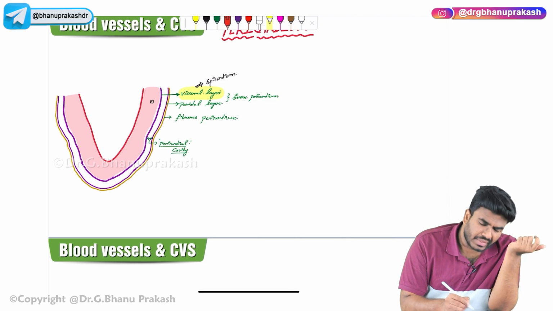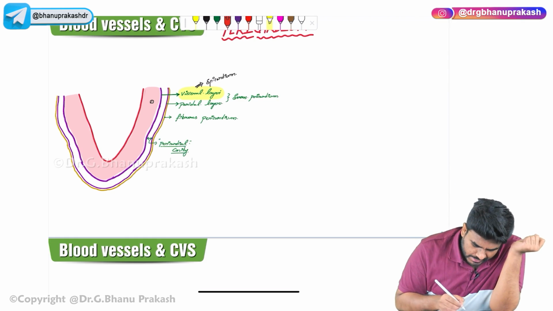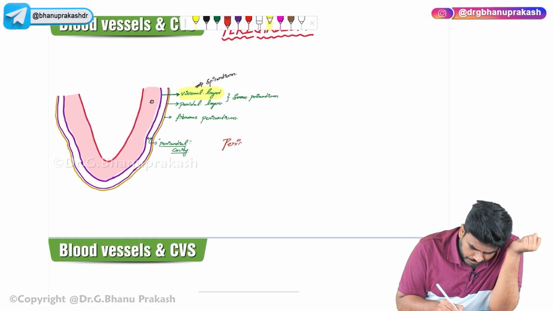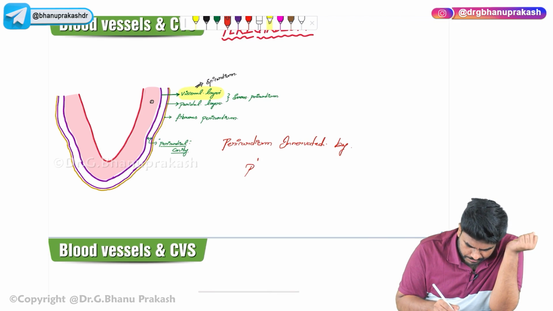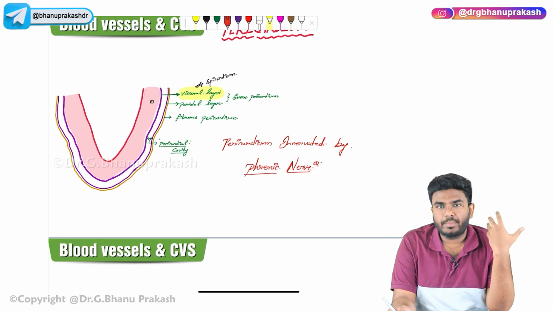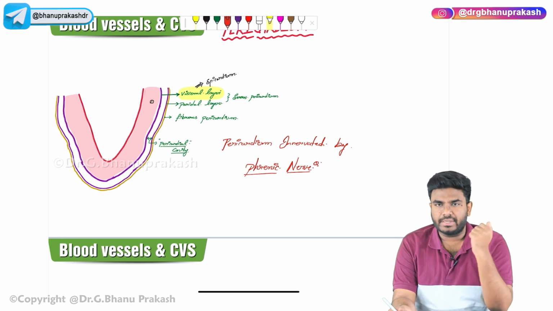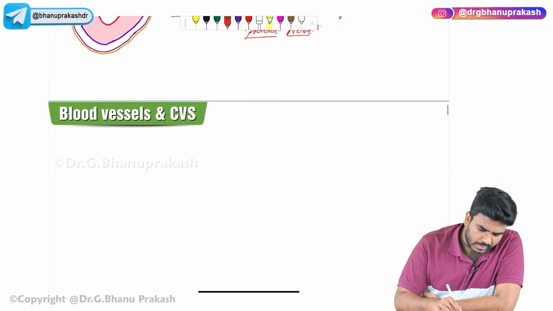Just for integration purposes, I am telling you here itself: the pericardium is innervated by which nerve? The pericardium is innervated by the phrenic nerve, and that's also an MCQ. In pericardial pathologies there will be pain, so the pain is going to go through the phrenic nerve. It's innervated by the phrenic nerve. Now after this, let's talk about the pericardial pathologies.